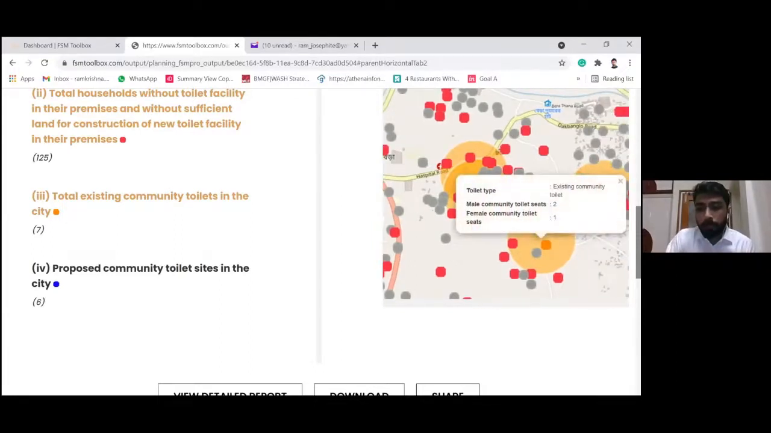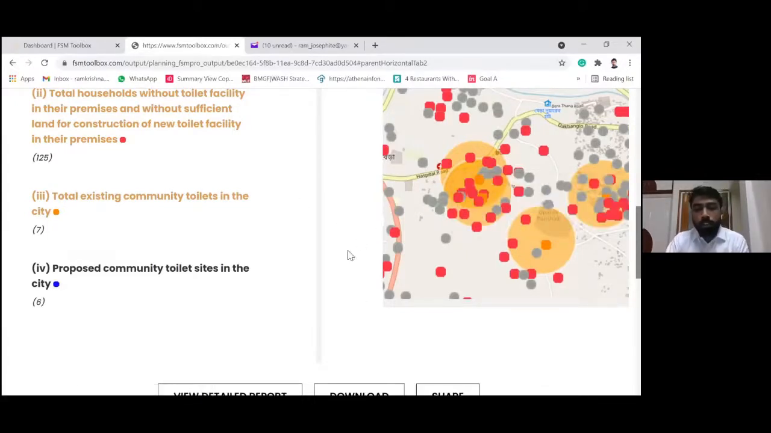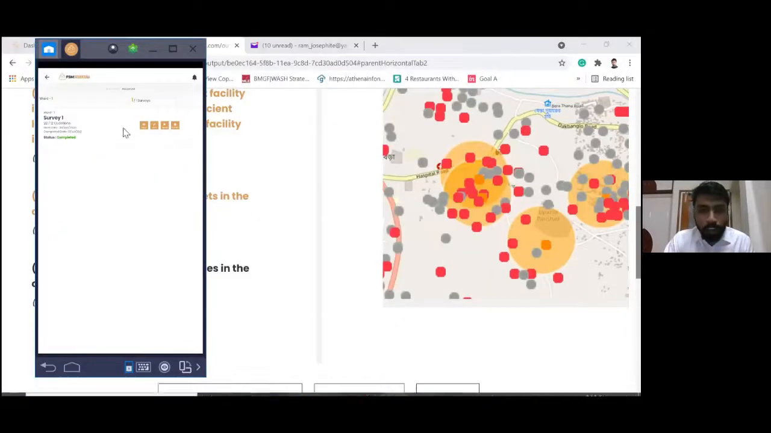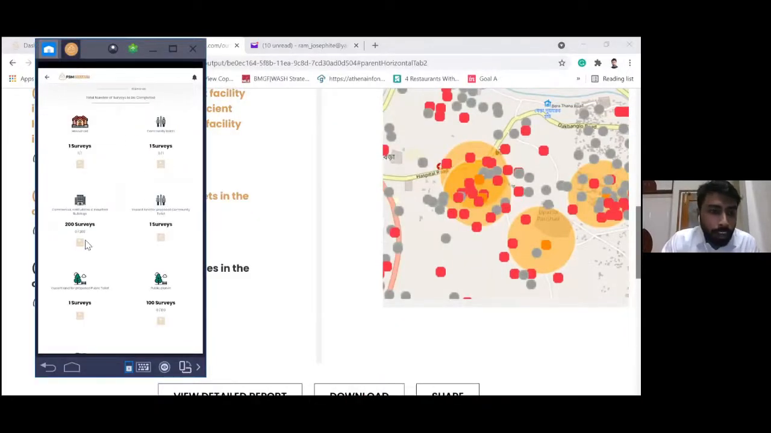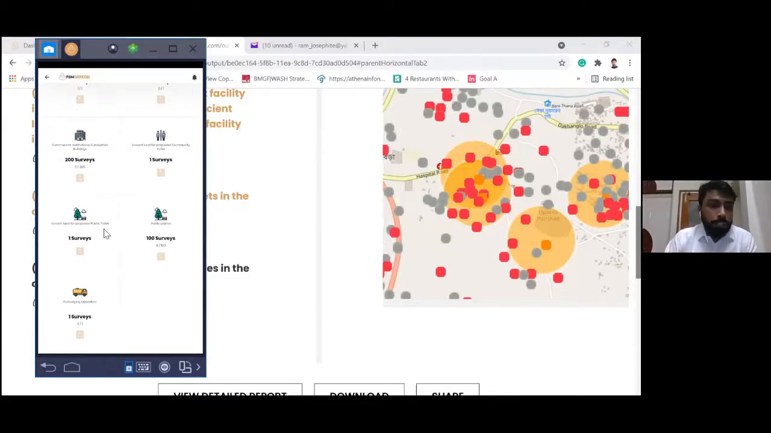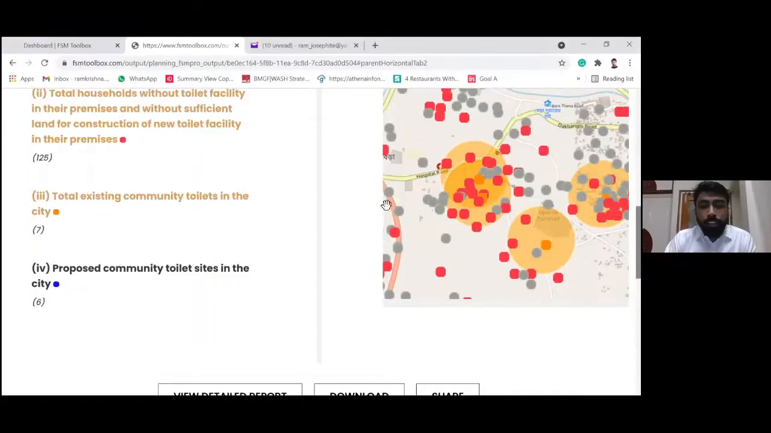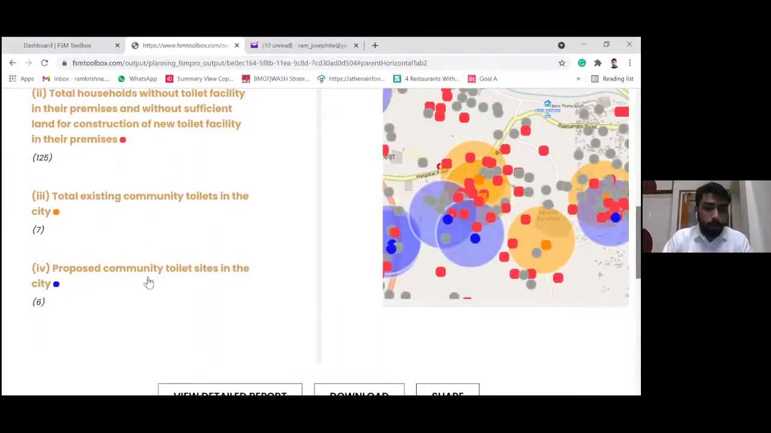You can also see how many toilet seats there are within that particular community toilet, male toilet seats and female toilet seats. There is also one other option on the mobile application to collect data on vacant land for a proposed public toilet or proposed community toilet, and the tool takes those proposed sites into consideration. Obviously, just because the field says these are potential sites doesn't mean the site is easily available for building a community toilet, but the tool provides a rough estimate of the lands where it is available and the number of toilet seats that can be considered in that particular land.